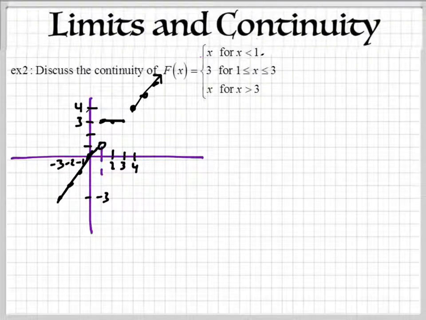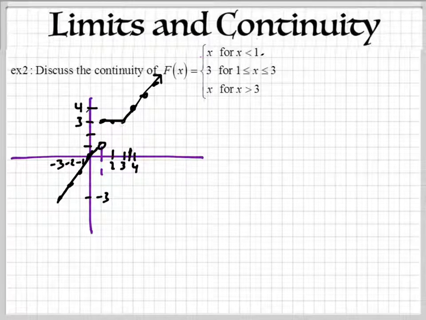Now, what about this part right here? What if I plug in 3.5? What's that going to give me? 3.5. That's going to give me 3.5. So technically, I should be connecting this to this right here. But do I put an open circle or closed circle there? Open. Yeah, for this part of the graph, I would put an open circle there.